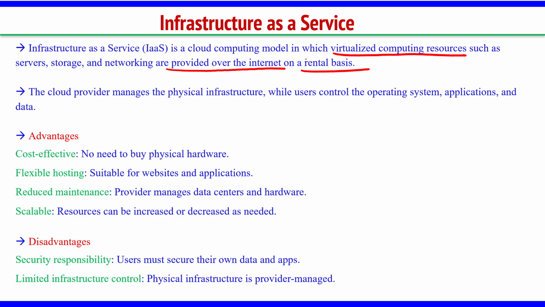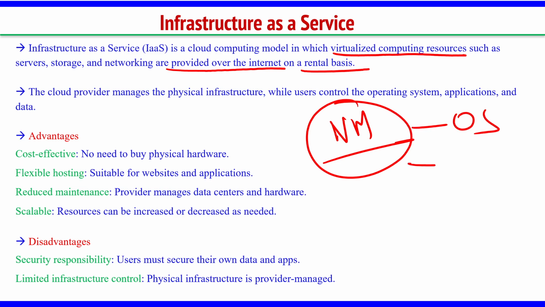The best example of IaaS is our virtual machines. The virtual machine is created, we take care of the OS, we load the data, we install the application software, everything we do. We only get the hardware for rent, only the infrastructure on a rental basis. So all the computing resources like server, storage, networking, and RAM are provided over the internet. Remember this point: over the internet they give us this service on a rental basis.